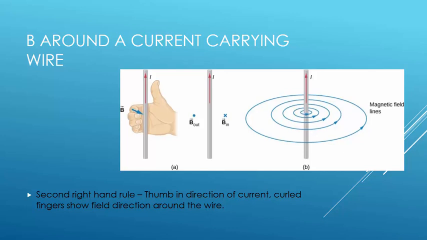So in the picture that's on the screen right now, the thumb is pointing upwards with the current, and the field is coming out of the paper on the left-hand side and going back in on the right-hand side. And you can see that in the circular motion. And of course, where there's a magnetic field and a current, we're going to have some kind of a force on a wire. And for that example, we're going to place a current-carrying wire into a uniform magnetic field.